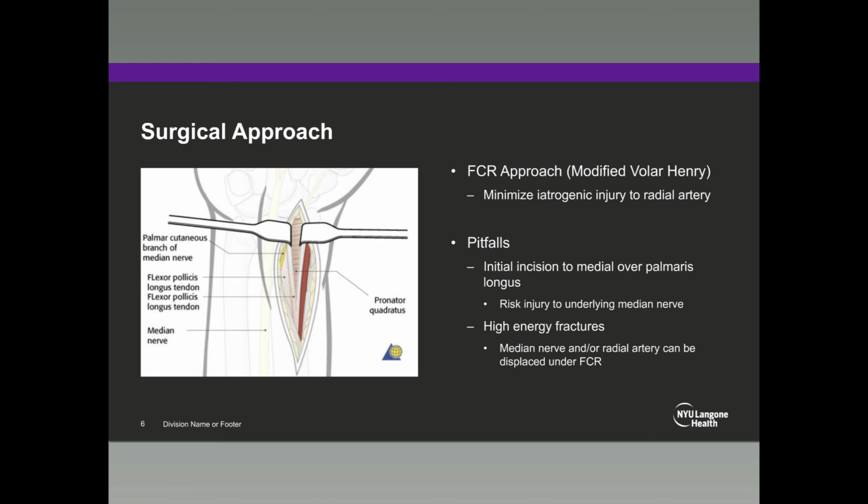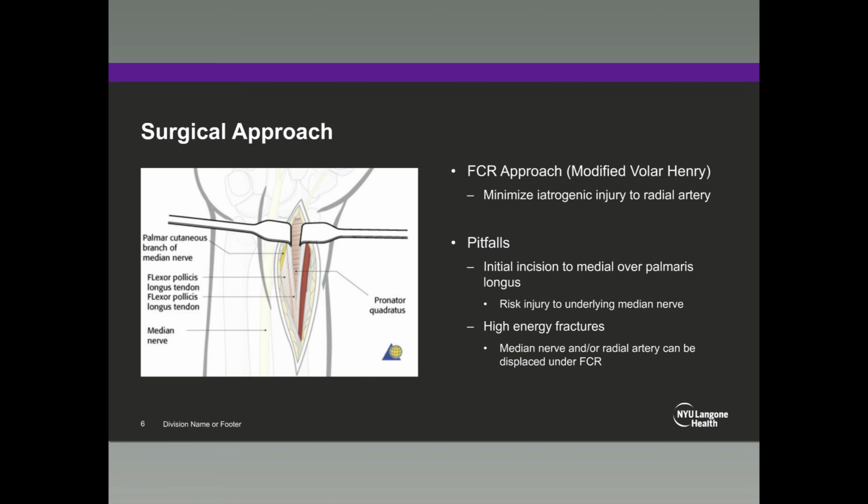After incising the palmar roof of the FCR sheath, the fascia overlying the FPL can be incised. I usually take very good care at this step, especially if the wrist is very swollen or in high-energy distal radius fractures, for two reasons. First, it's quite possible that the initial surgical incision may be too medial. If this happens, you may be directly over the palmaris longus. Incising the underlying fascia will put you directly over the median nerve, and if you're not expecting this, it would be very easy to injure that median nerve.